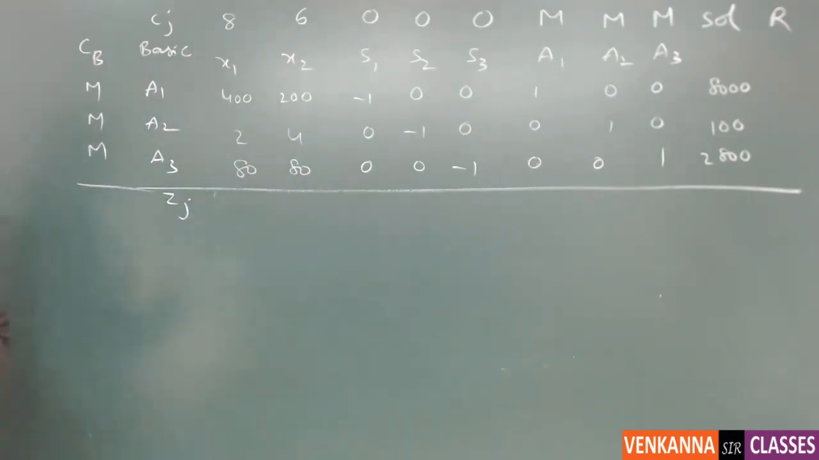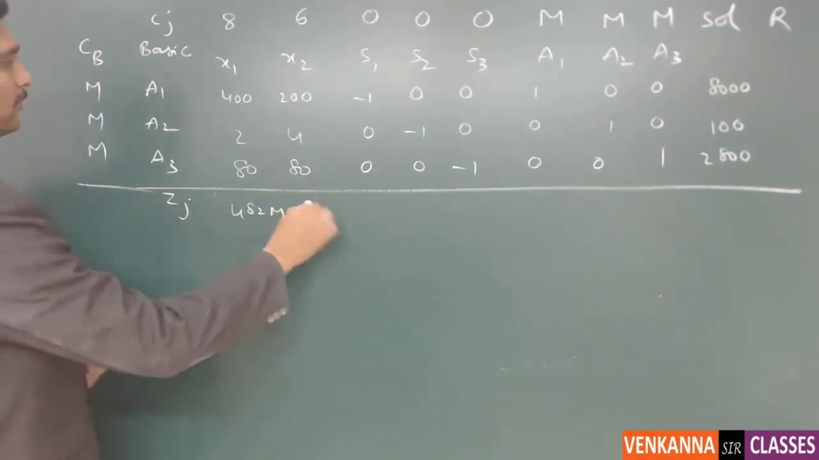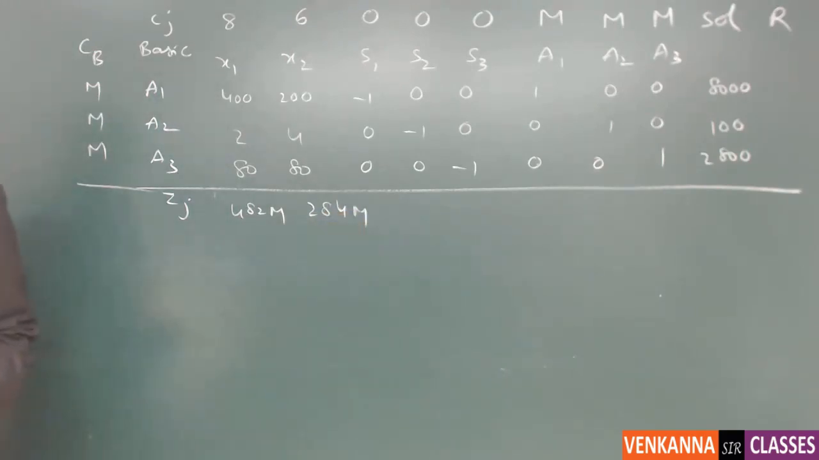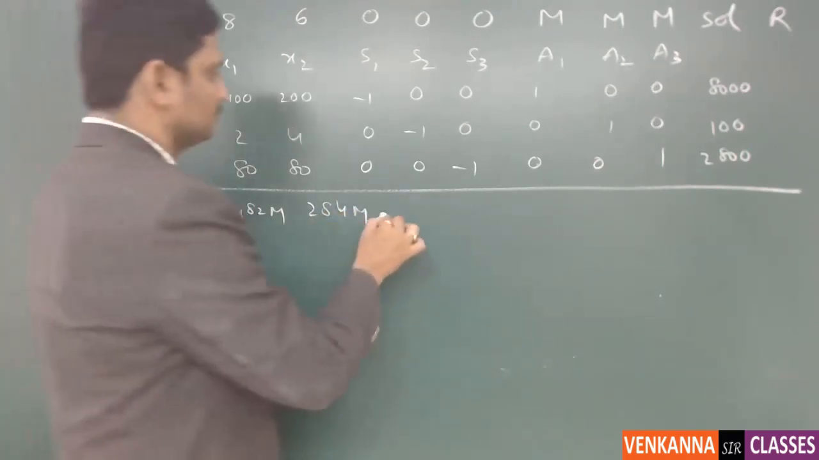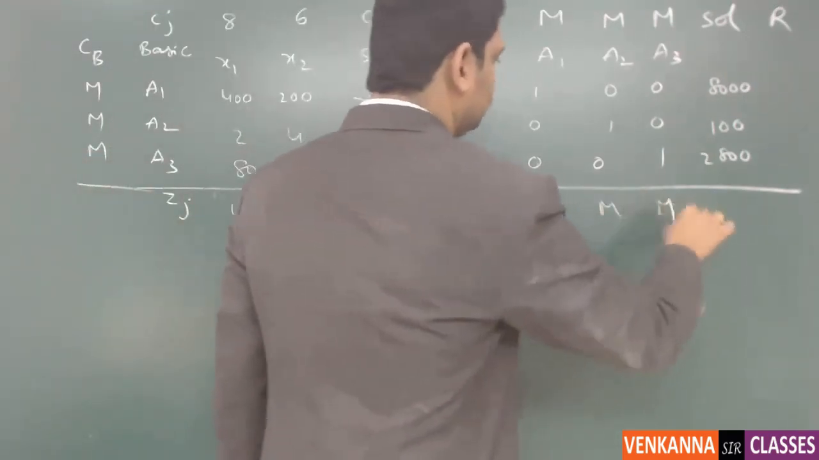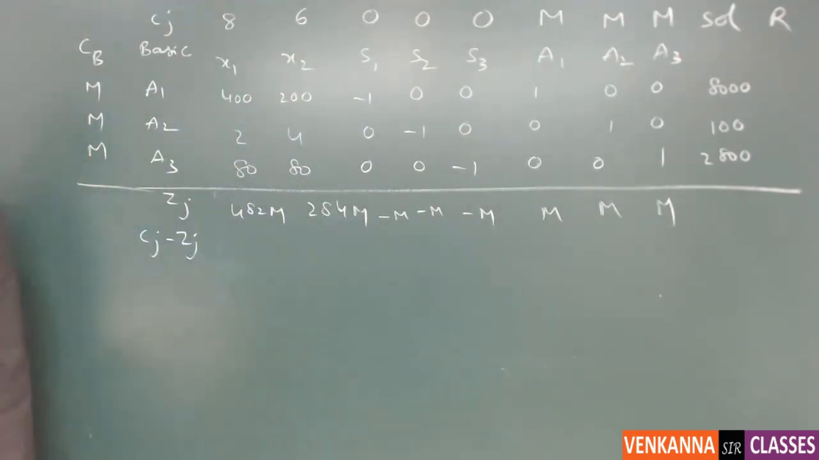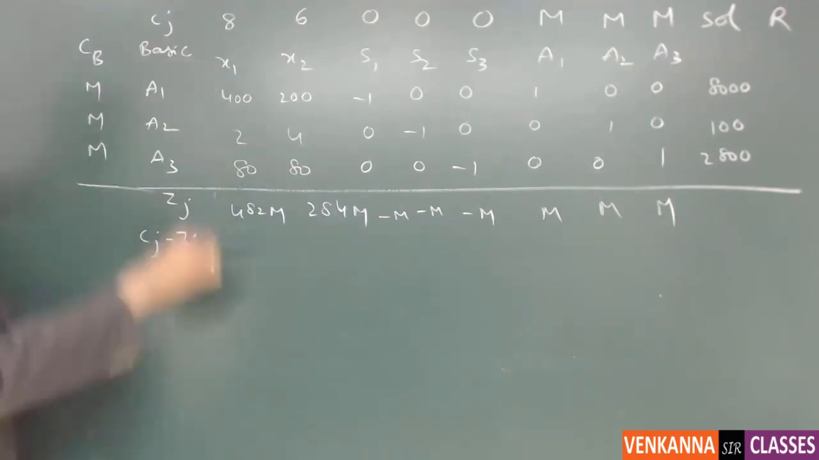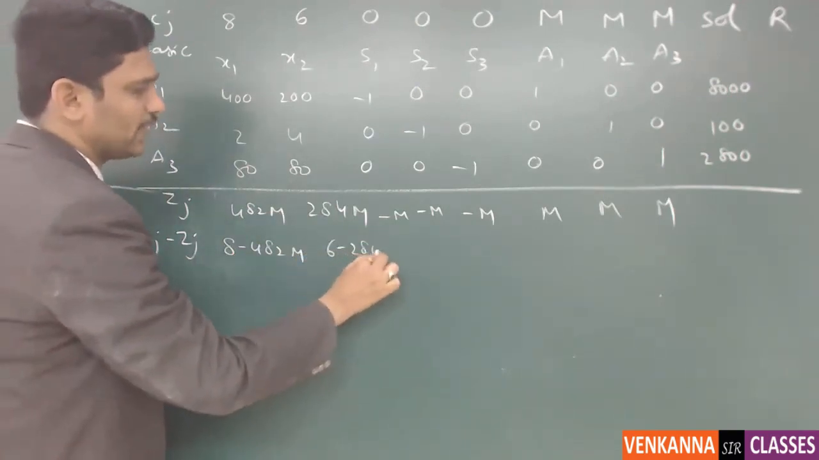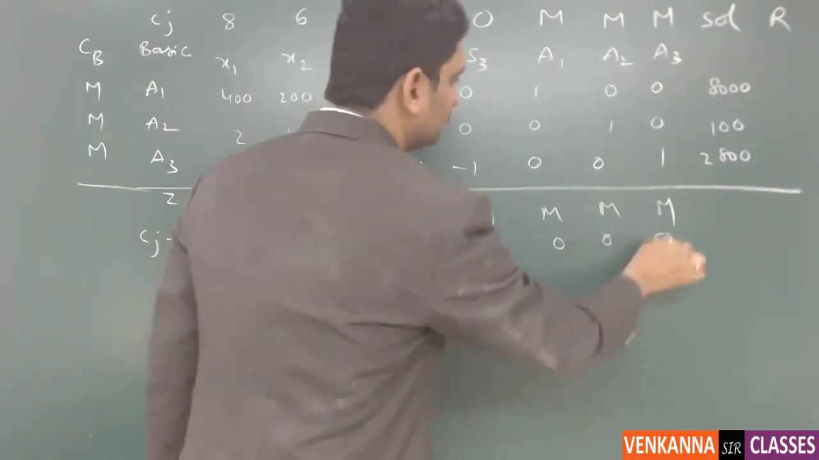Right. So if you calculate Zj values, it will be a little difficult. 482M, 284M, and you have the other values, minus M will come. And if you calculate Cj minus Zj, the values will be: this will be 8 minus 482M, this will be 6 minus 284M, and this will be M, 0, 0, 0.